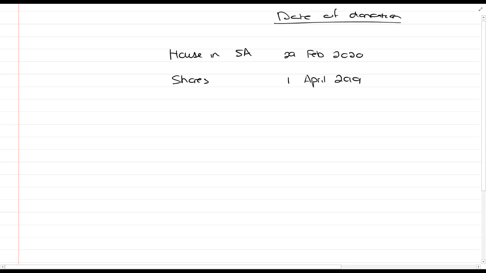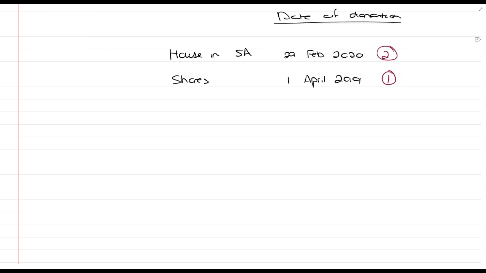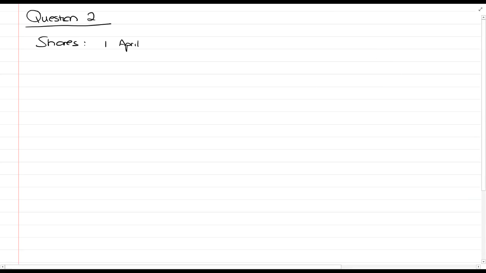I want you to see, when you are doing donations tax, remember you need to do it in order. So this comes first, this is second. Okay, so when we do donations tax, you start with the shares. And this is 1 April. Was it 1 April now? Yes, 1 April. The donations tax, if there's any, the due date will be 31 May 2019, end of the next month.